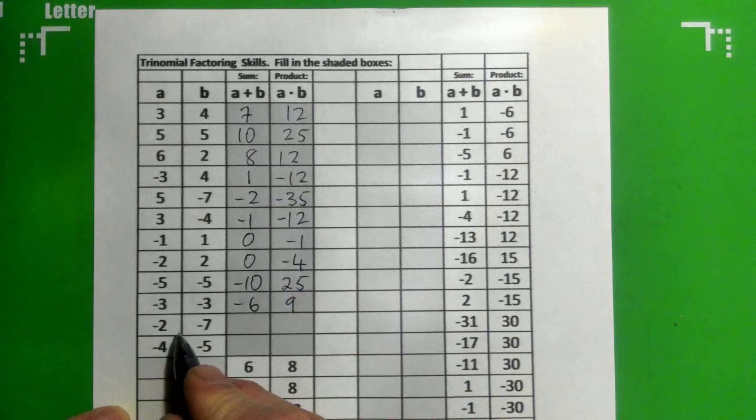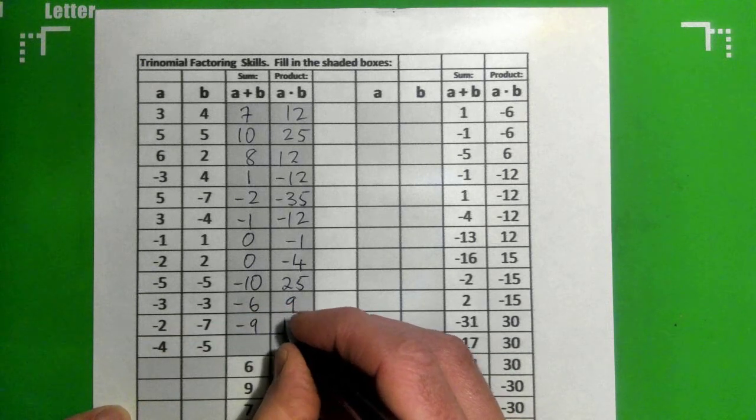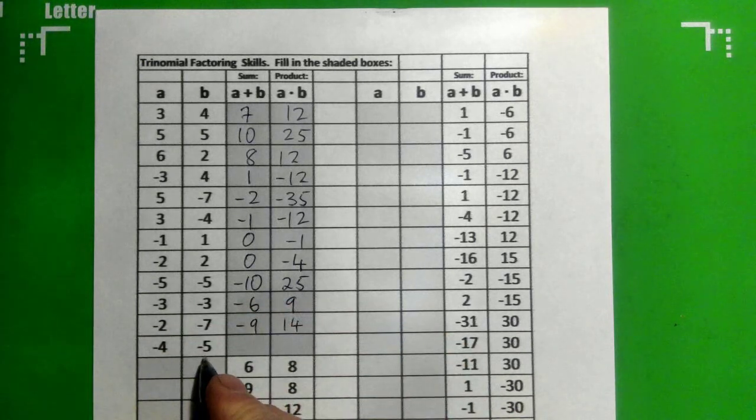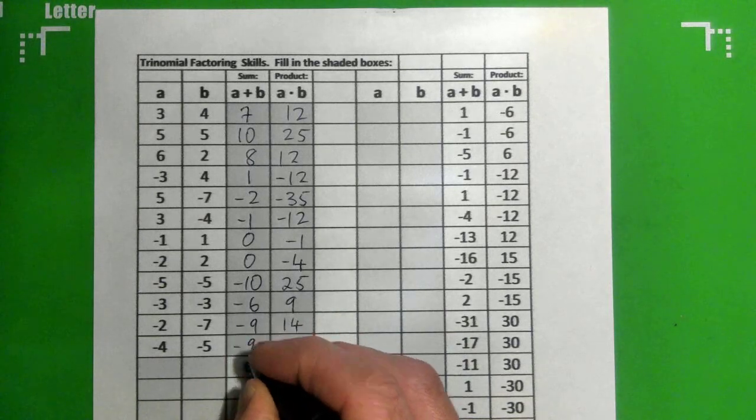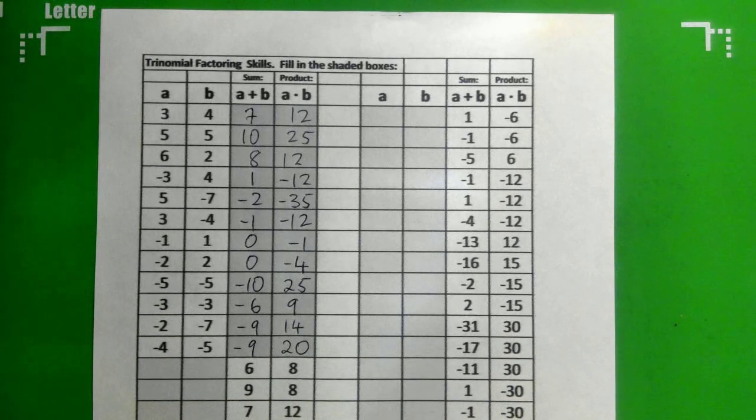Again, negative 2 and negative 7 add to negative 9, but they multiply to positive 14. Negative 5 and negative 4 add to negative 9 and multiply to positive 20. Okay, so moving on to here.